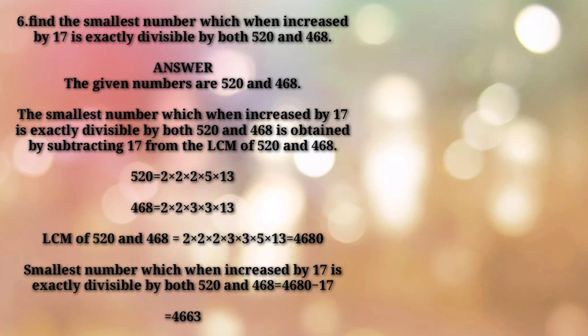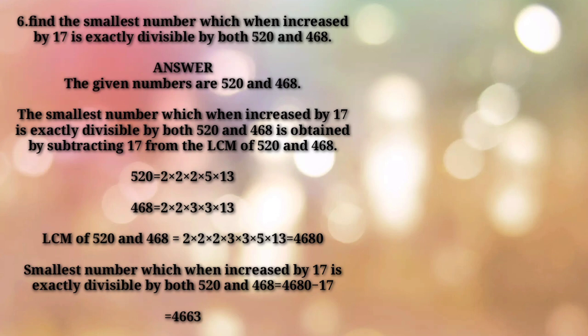What you have to do over here, just find out LCM of 520 and 468. You know how to do the prime factorizations of any integers. So find out prime factorization of 520 and prime factorization of 468. Then find out LCM. So first of all, write down the paired elements and then write down the non-paired elements. All these numbers will be multiplied. So you are getting LCM of 520 and 468, 4680. Right students?